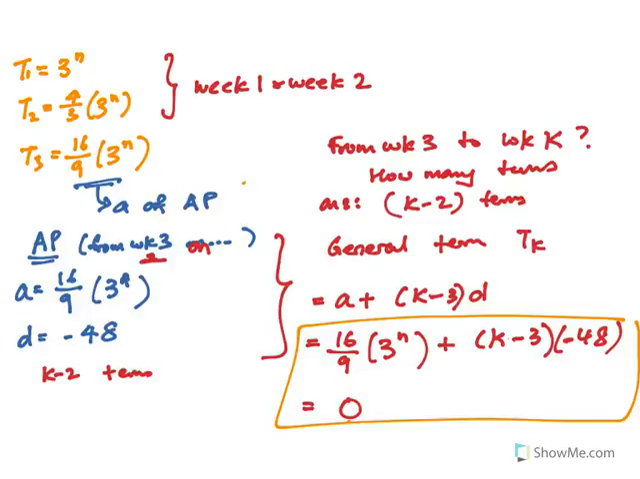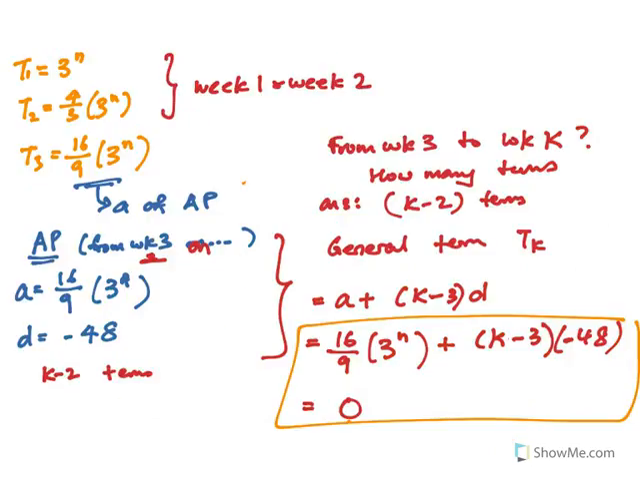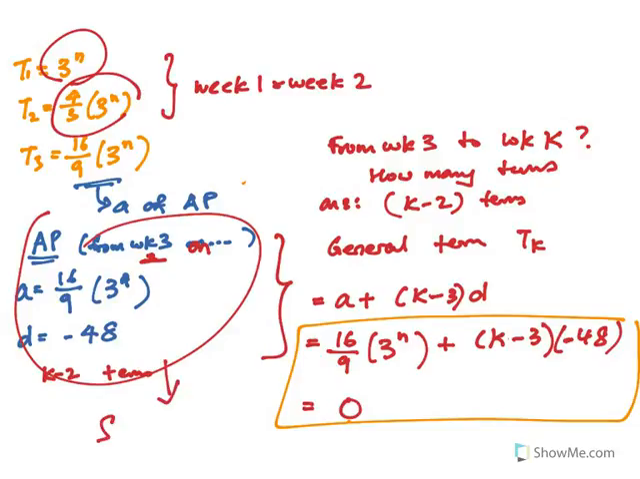Next up, we need to find the total number of copies sold from week 1 all the way up to week K. Keep expressing your answer in terms of n. So what does it mean? Remember just now, we need to sum week 1, week 2, and from here on, for this AP, we just find the sum of the AP, and then that will give us the answer from week 1 to week K. Again, remember this is an AP where we have K minus 2 terms.